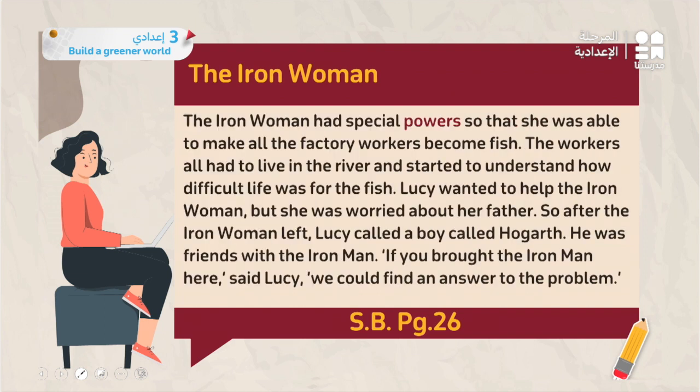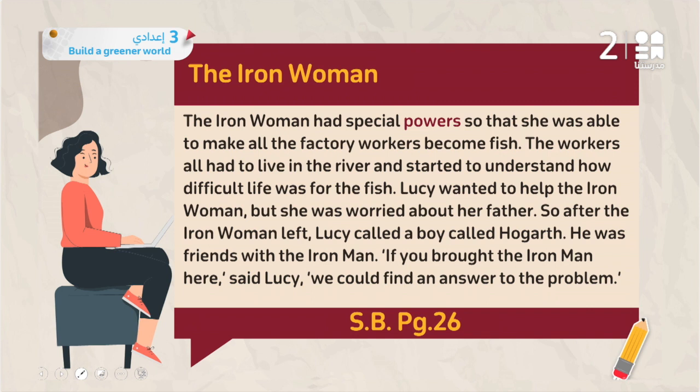The Iron Woman had special powers. Special powers اللي هي قدرات خارقة, so that she was able to make all the factory workers become fish. قدراتها الخارقة إن هي قدرت تخلي كل الفاكتوري workers العمال في المصنع يتحولوا لسمك. The workers all had to live in the river. فكلهم لما تحولوا لسمك عاشوا في النهر.